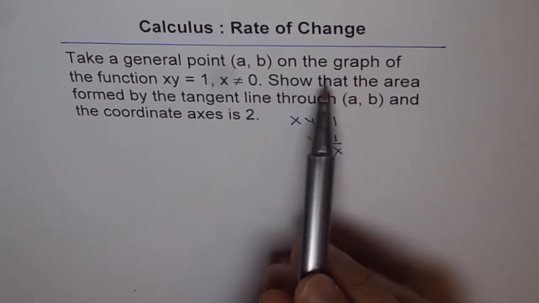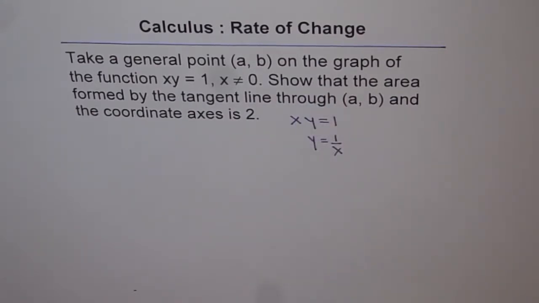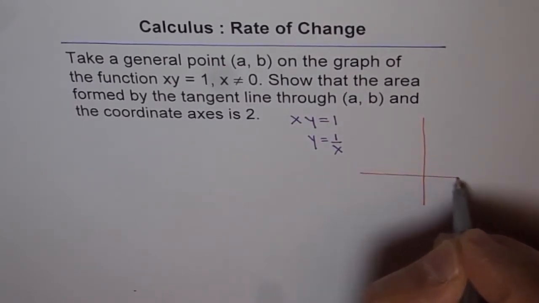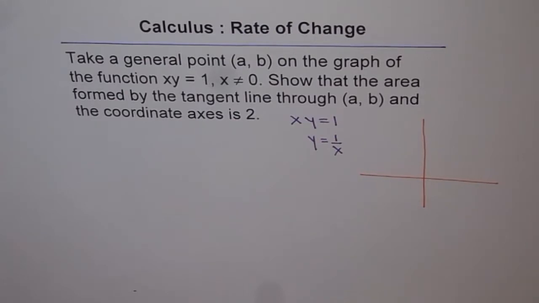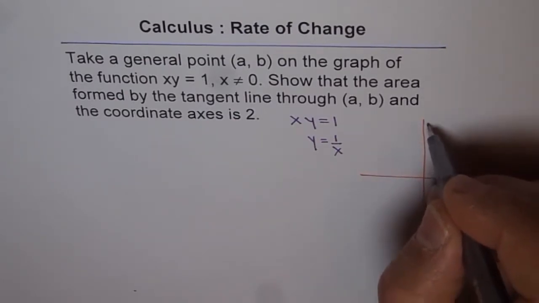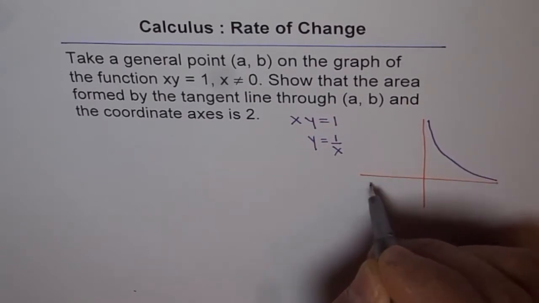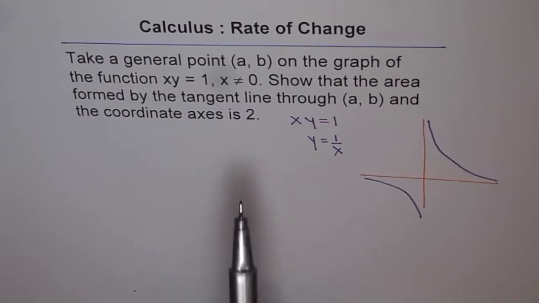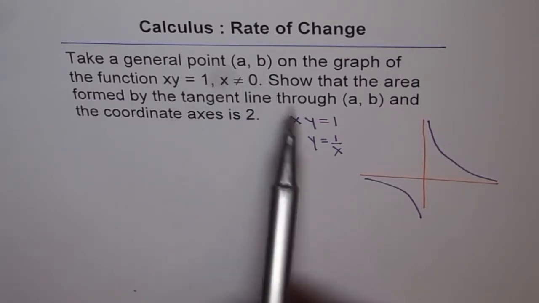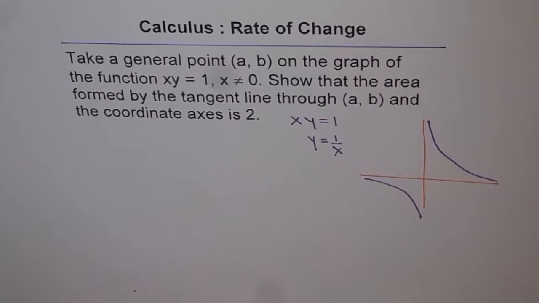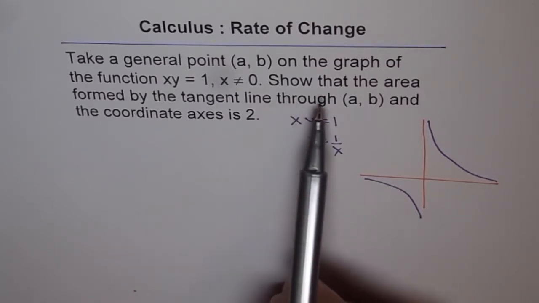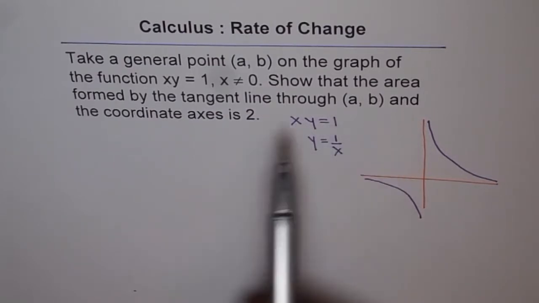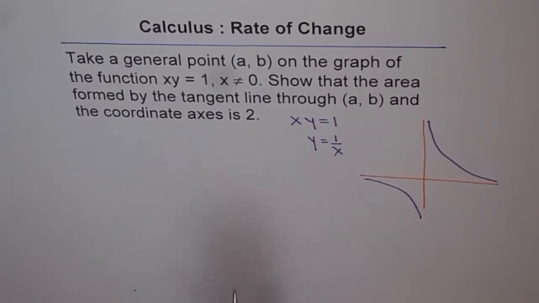Now we need to sketch this graph and then see what we really need to do. Let's sketch a graph here. This 1 over x graph is kind of like this, right? So let's have this as your 1 over x graph. Now when it says take a point in general (a, b), it is any point on this graph.